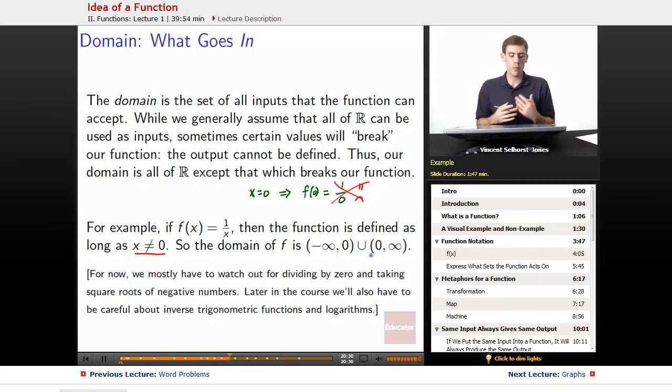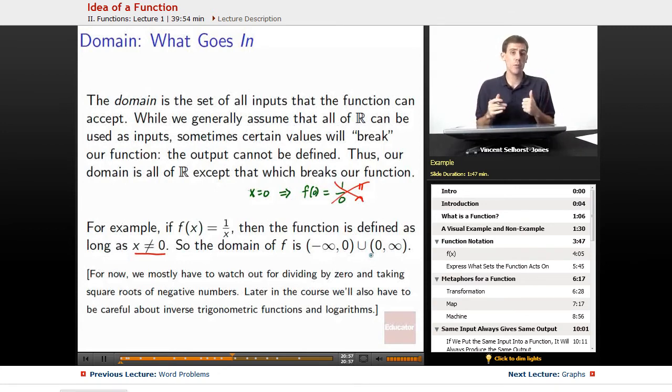Now, for now, we mostly only have to watch out for dividing by 0 and taking square roots of negative numbers as the only two things we have to worry about breaking functions. Remember, you can't take the square root of a negative number because what could you square that would still have a negative with it? Any number squared comes out positive, so it would be impossible to give me a number that you could square into making it negative, at least as far as the real numbers are concerned. Later on, we'll talk about the complex numbers, but that's for later.